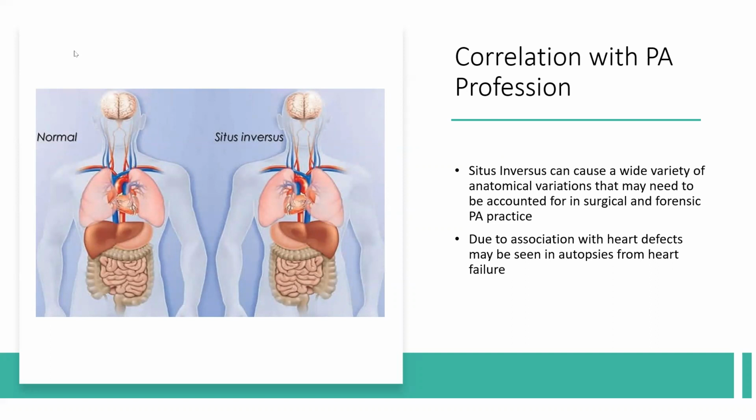So it's always important to take this into consideration because different positioning of organs can completely change the anatomy and how these specimens will be grossed or how autopsies will be conducted.